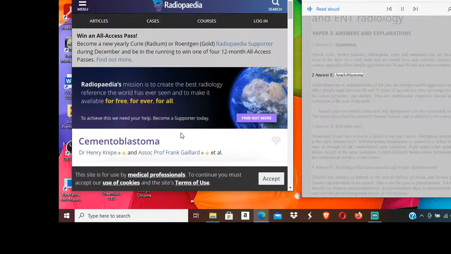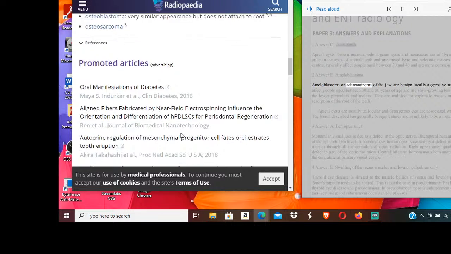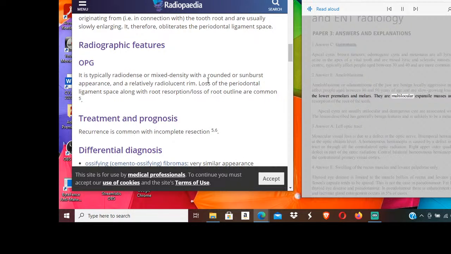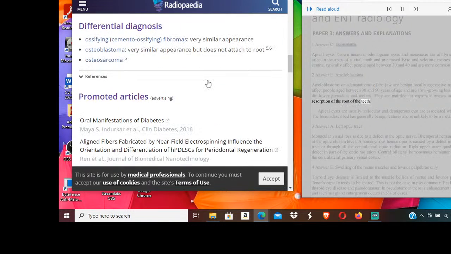2. Answer E. Ameloblastoma. Ameloblastoma, or adamantinoma, of the jaw are benign locally aggressive neoplasms. They usually affect people aged between 30 and 50 years of age and are slow-growing lesions that typically affect the lower premolars and molars. They are multilocular expansile masses and are associated with resorption of the root of the teeth.